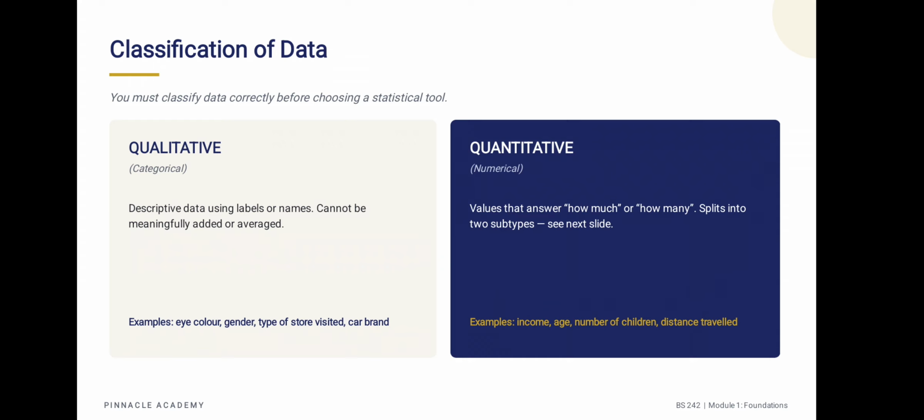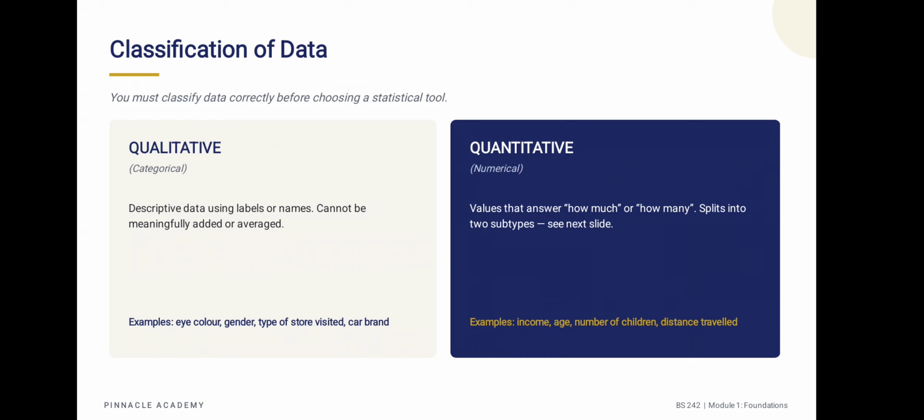At the very top, data splits into two categories: qualitative data and quantitative data. Qualitative data, also called categorical data, is descriptive data that uses labels or names rather than numbers. Think about things like eye color, gender, the brand of a car someone drives, or the type of store a customer visited. A supermarket versus a tuck shop versus an online store are all different types of qualitative data.